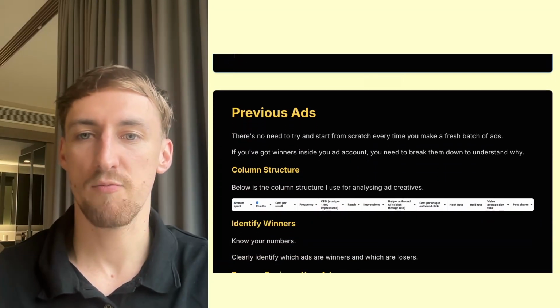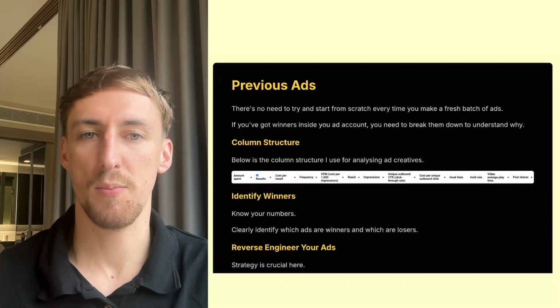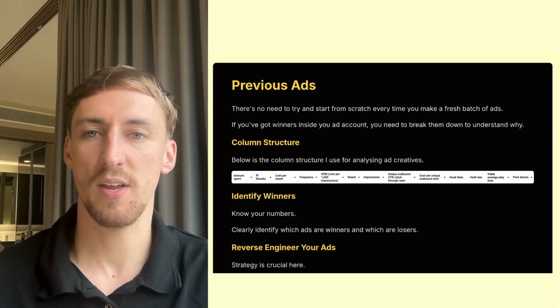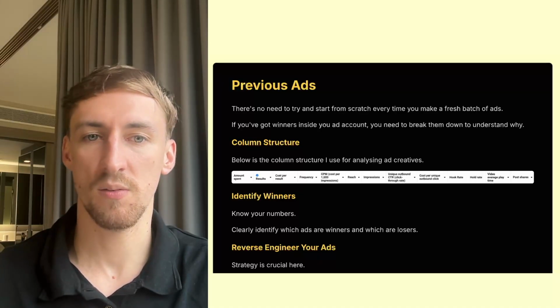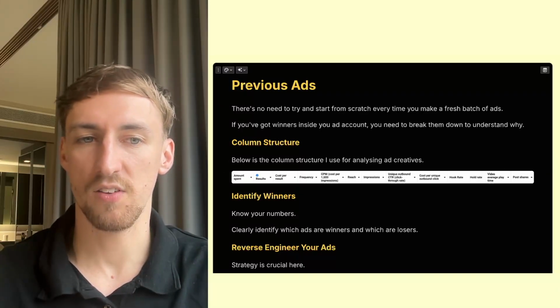So first of all, we have previous ads. Now, there's no need to try and start from scratch every time you make a fresh batch of ads. If you've got winners inside your ad account, you need to break them down and understand why they're winners. So this is how you do it. First of all, the column structure. This is what we use for analyzing ad creatives.